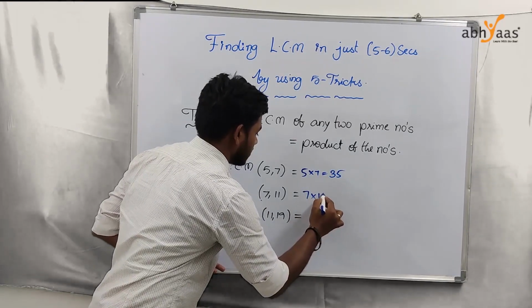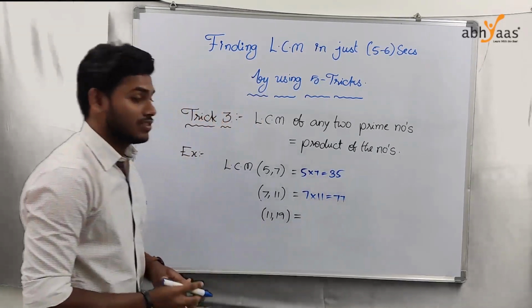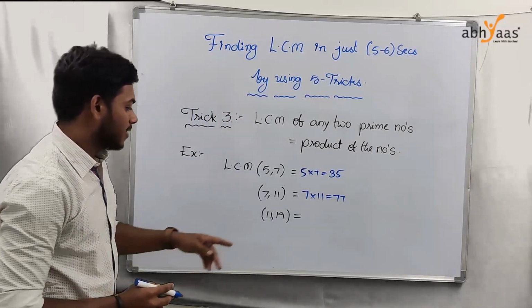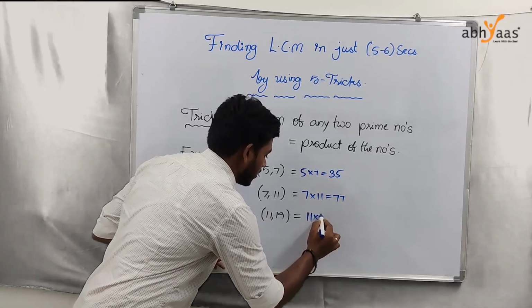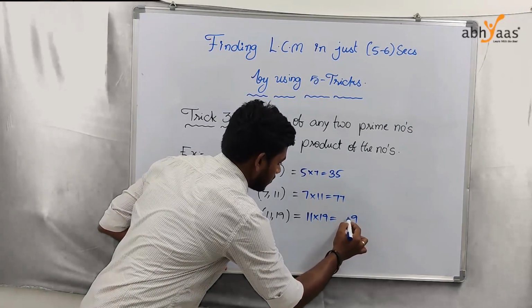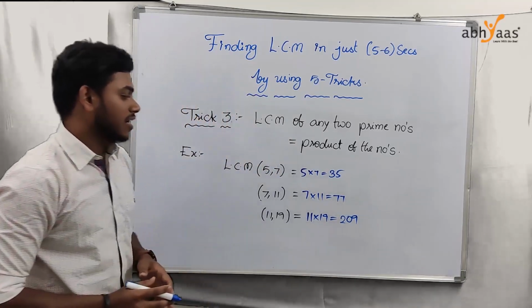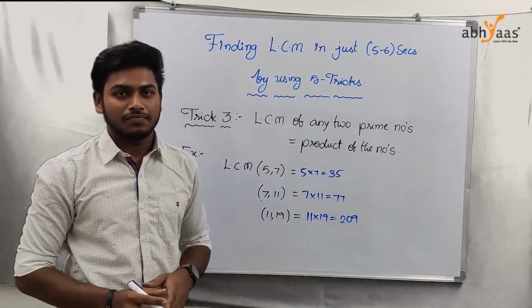And here 7 into 11 is 77. The LCM of 7 and 11 is equal to 77. In a similar way, the LCM of 11 and 19 is nothing but 11 into 19. So this is 209. 209 is the LCM of 11 and 19.